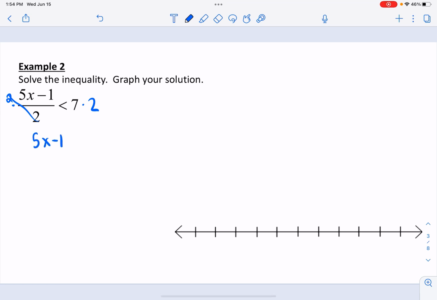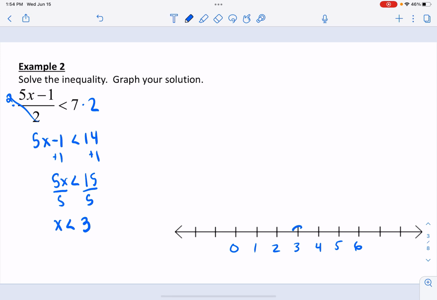So I have 5x minus 1 less than 14. Now I add 1 to both sides. I don't know why I added 2. And then I divide by 5. Okay. x is less than 3. Graphing: 3, 4, 5, 6, 2, 1, 0. x is less than 3, less than, open hole, graphing that way.